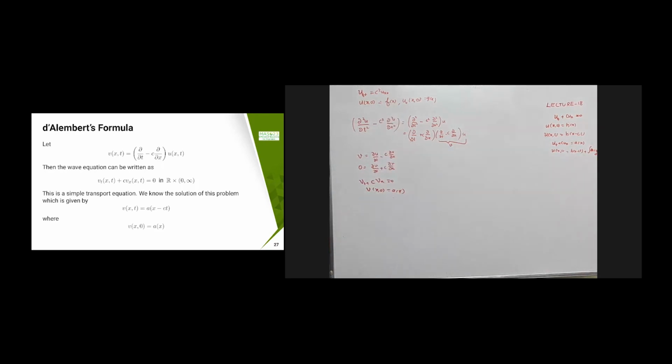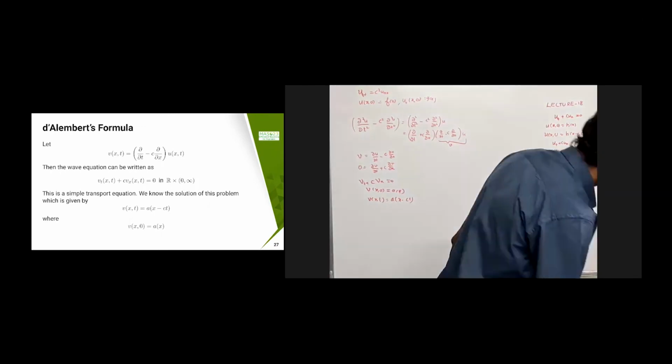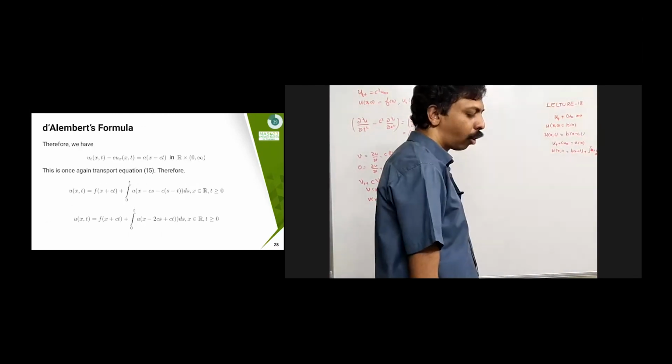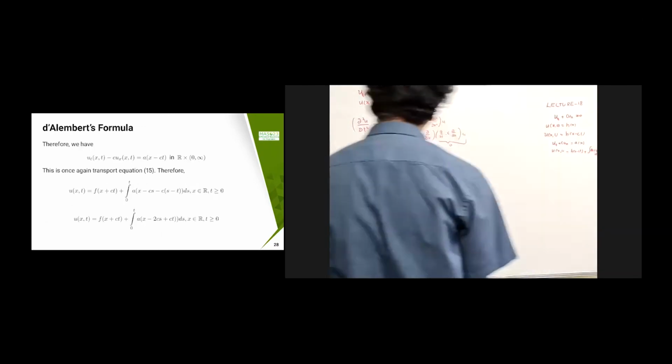Suppose it is given b of x comma 0 equals a of x, then what you can solve is that you can use that property and then you can use the transport equation. Therefore, b of x comma t is going to become a of x minus ct. Now we are going to exploit this and again solve this one.